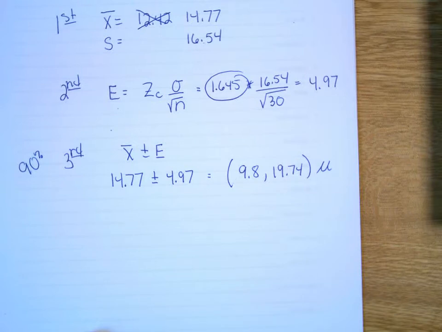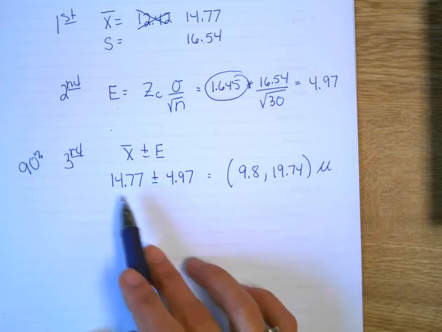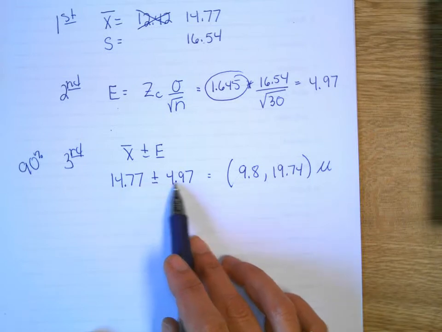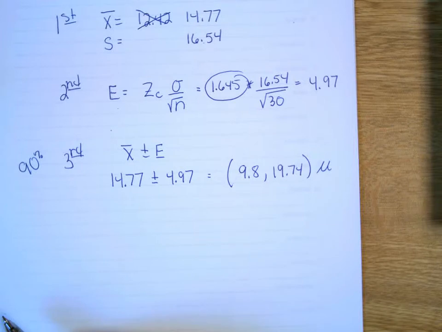Lily, what was your question? Where we got the 19? We're 14.77 plus 4.97. And 9.8 from? Oh, 14.77 minus 4.97. There are 2 problems there, and we do both of them.